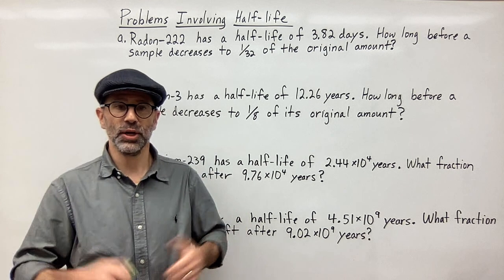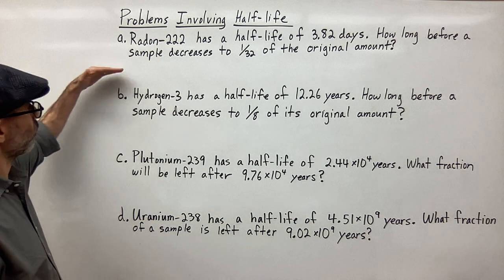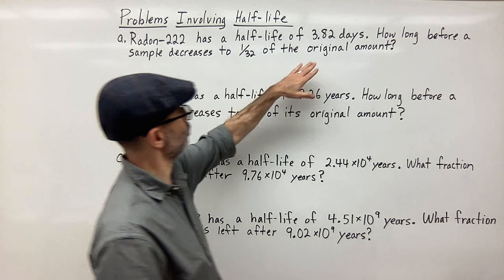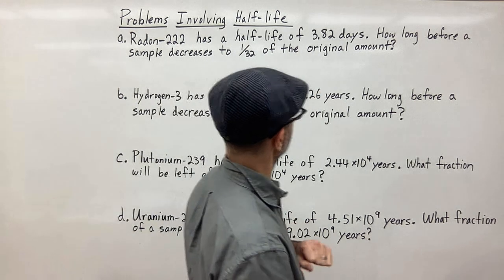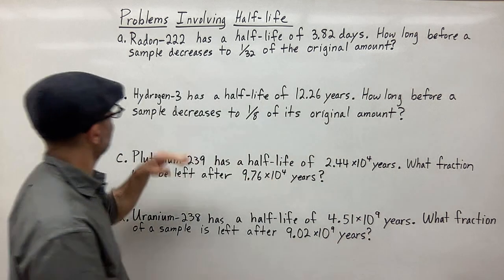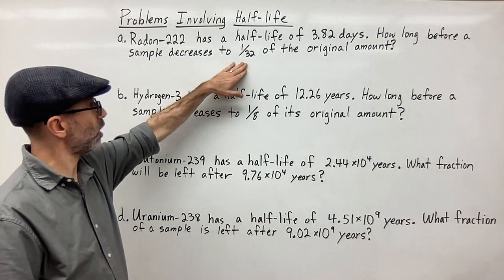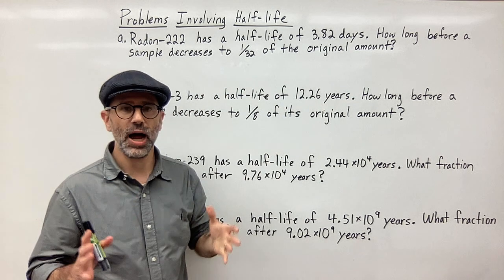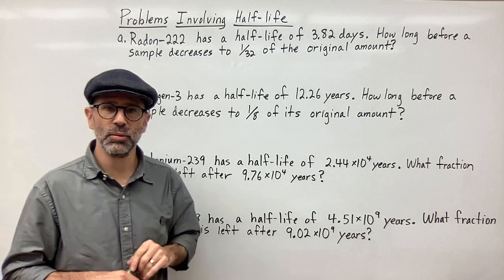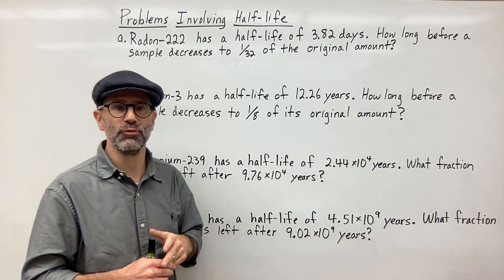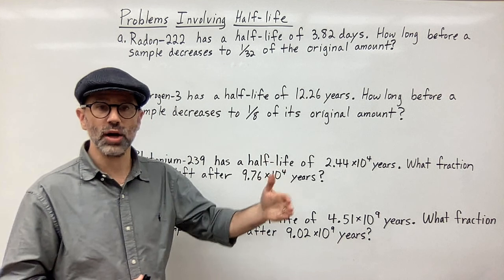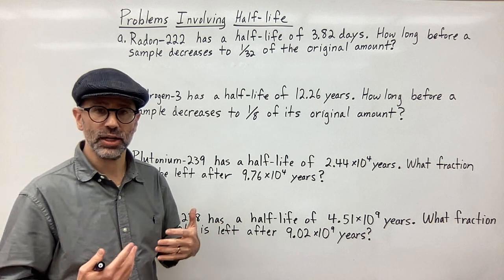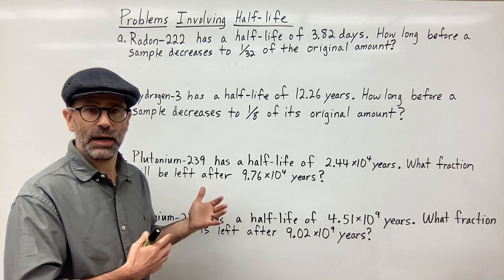So here we go. For problem letter A, we're given that radon-222 has a half-life of 3.82 days. How long before the sample decreases to 1/32nd of the original amount? Okay, so it looks complicated. How do we start this problem? I'm trying to find how long before the sample decreases to 1/32nd of the original amount. Well, what amount did we start with? We're not given a beginning amount.